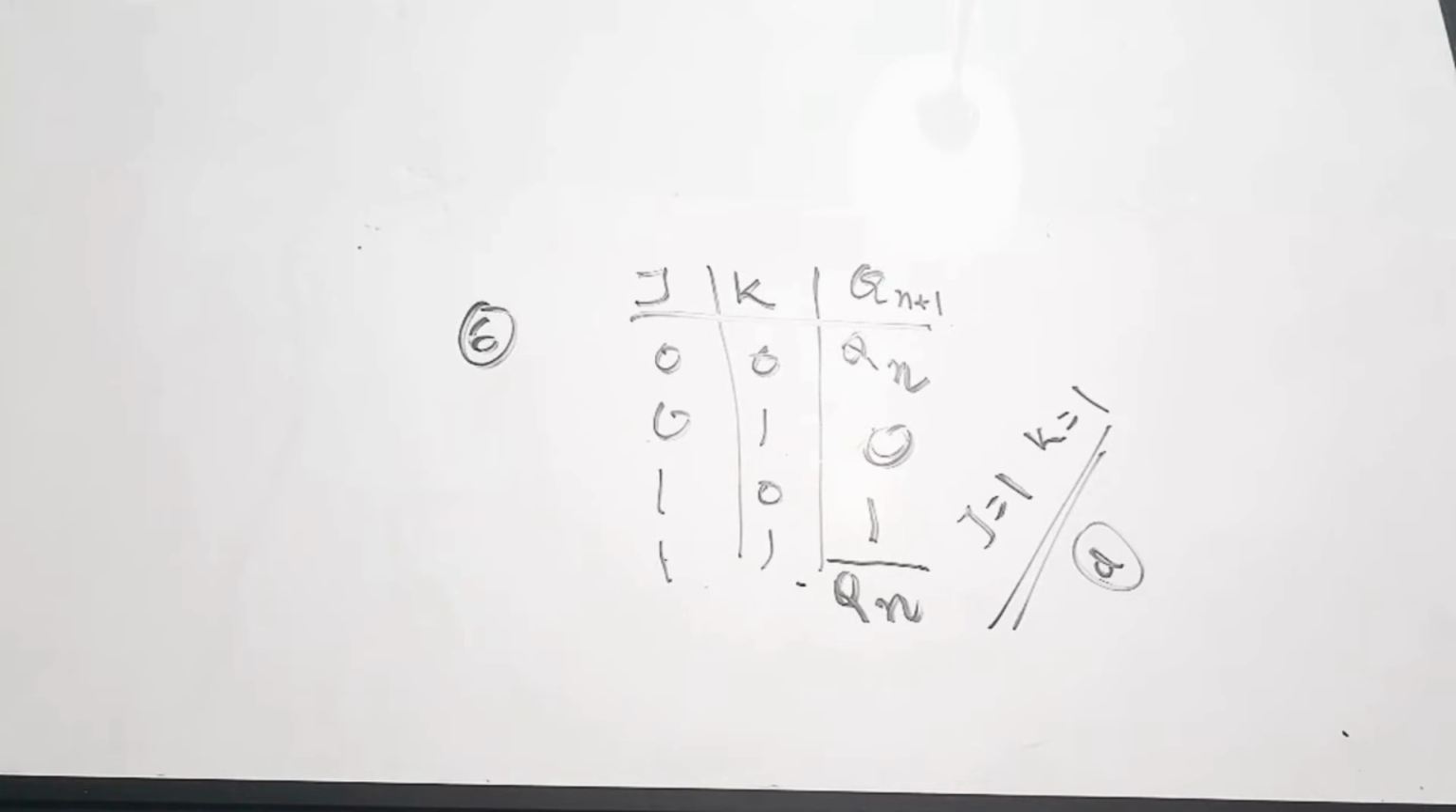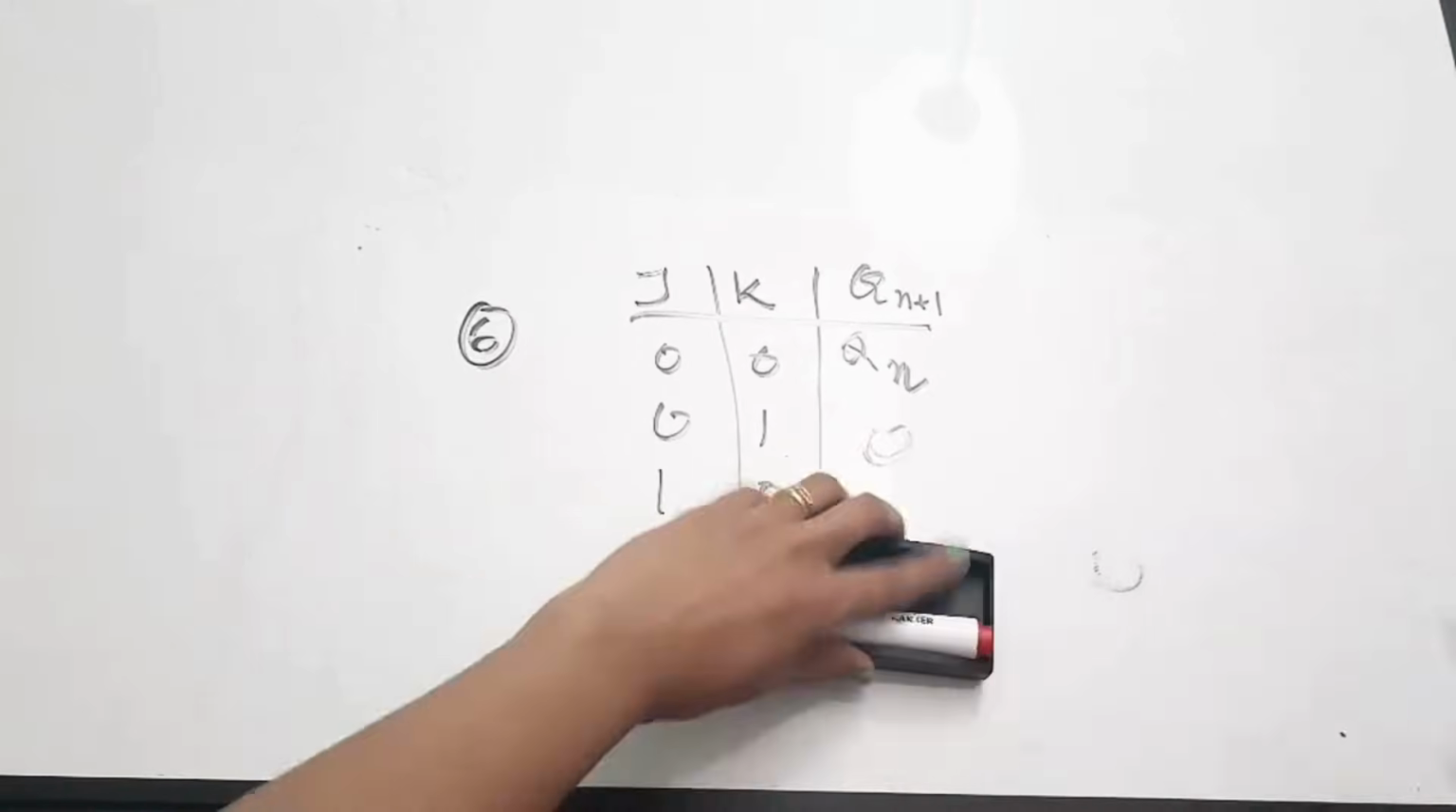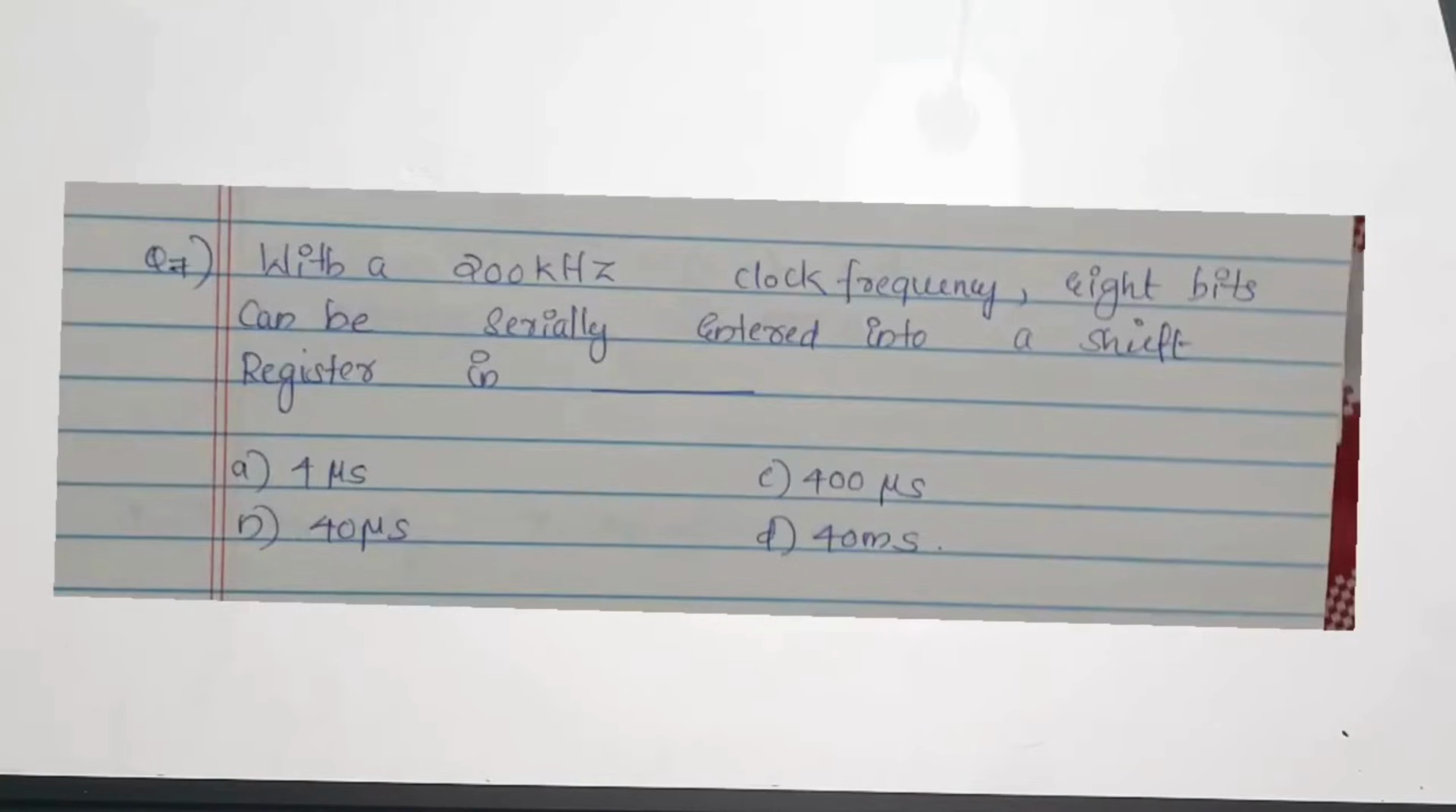Moving on to the 7th question. 7th question is from shift registers. The question is a small numerical question. With a 200 kilohertz clock frequency, 8 bits can be serially entered into a shift register in dash. The question is regarding time.